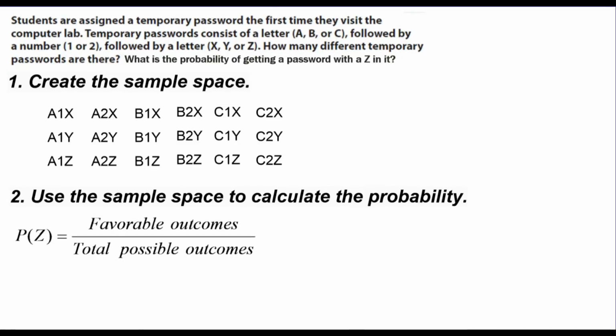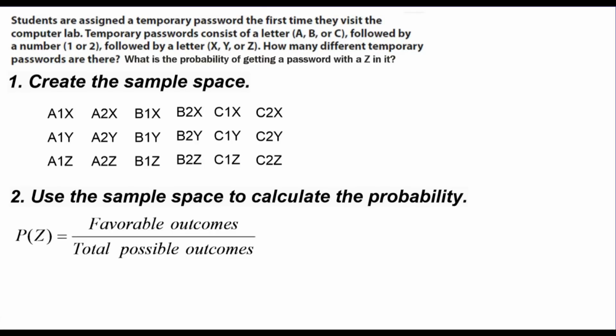So here I didn't make a tree diagram. I created what's called an organized list. I just listed all the possible ways that these events could be combined. So each digit in my password is a simple event, and I'm combining 3 of them together to get this compound event.